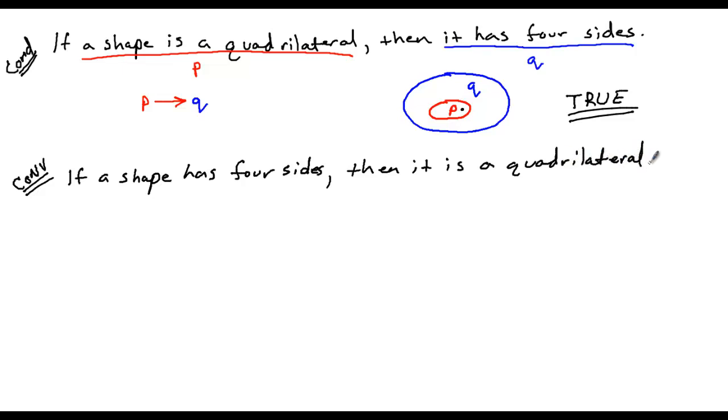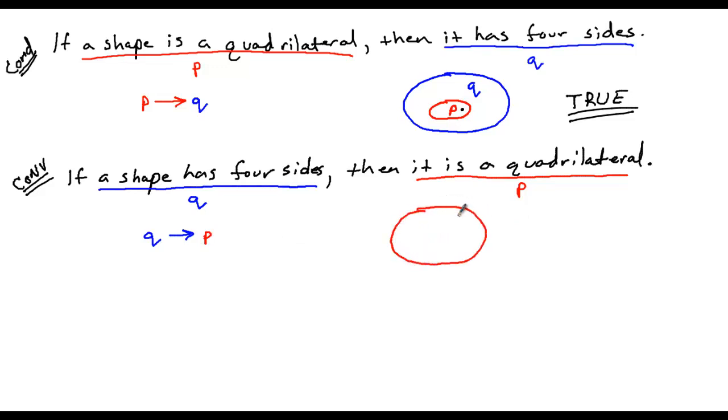quadrilateral. And so we can look at how our converse has changed from the conditional statement that it was. Now our hypothesis and our conclusion have switched. We now will say that Q implies P. And if we wanted to draw a Venn diagram of this, we would now have the quadrilaterals as the big part, and the fact that it has four sides as the little part.